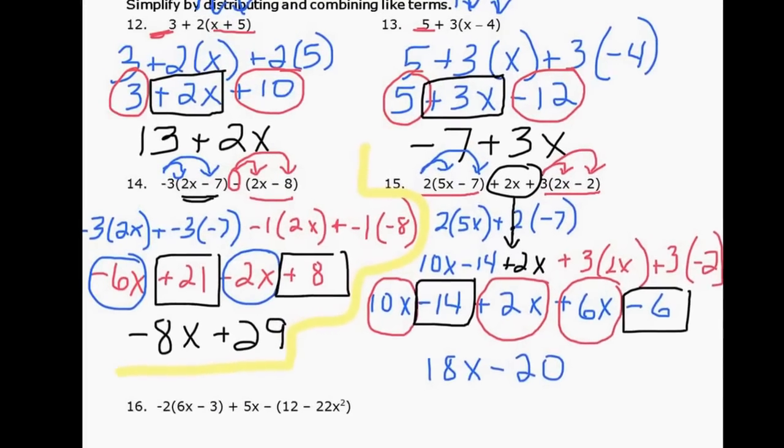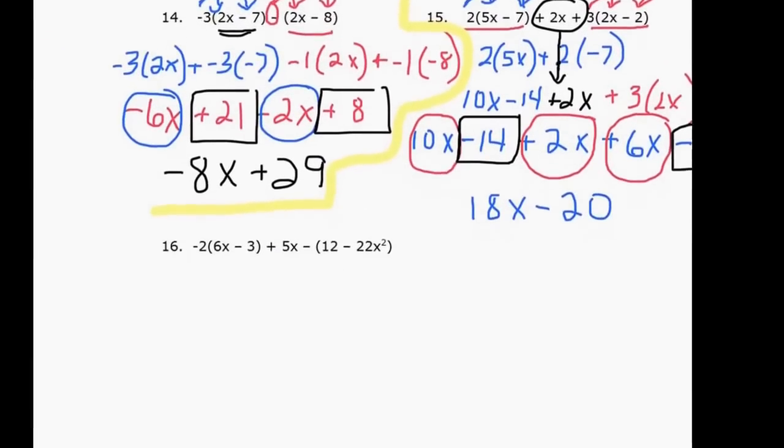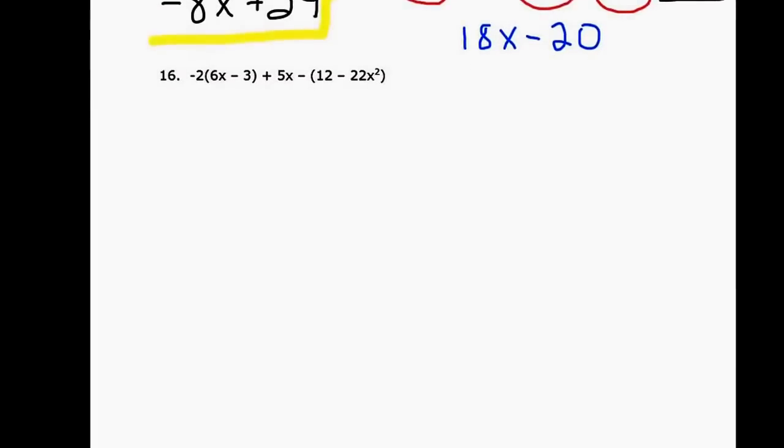Okay, now for our very last example, I'm going to move this way on up because it's going to take a lot of room. We're going to work through this one together. So we've got negative 2 being distributed to the 6x and to the negative 3. We have the 5x by himself. He's not got anybody on his porch, no trick-or-treaters. Then we also have our negative 1 being distributed to the 12 and to the negative 22x squared.